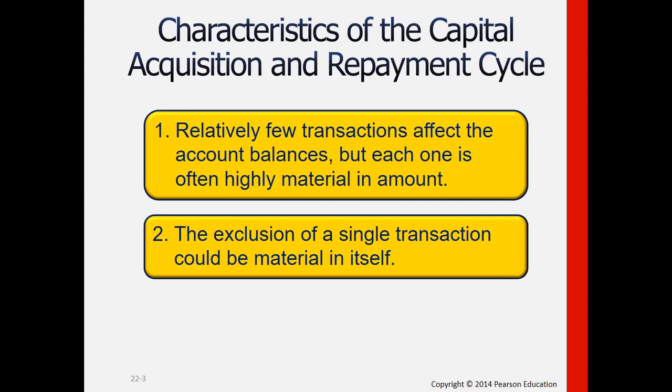Then number two, the exclusion of a single transaction could be material in itself. That's very true. If, let's say, the company issues bonds payable amounting to 50 million pesos, the omission of that is really material. And that would also have an impact on the statement of cash flows, by the way, under financing activities.